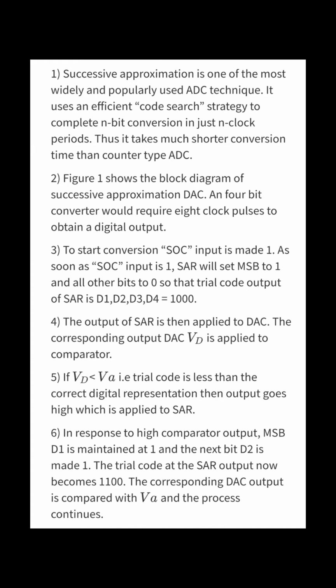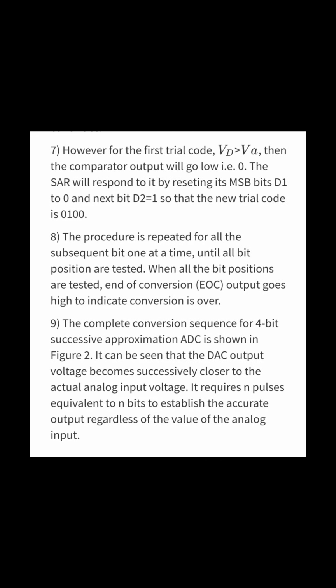In the comparator, if VD is less than VA, that is, the trial code is less than the correct digital representation, then the output goes high, which is applied to the SAR. In response to the high comparator output, MSB D1 is maintained at 1 and the next bit D2 is made 1. The trial code at the SAR output now becomes 1100. The corresponding DAC output is compared with VA again and the process continues.